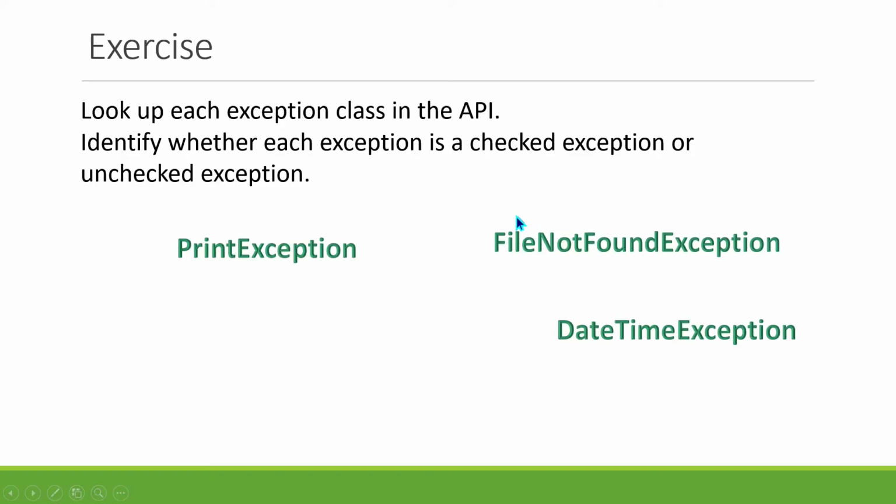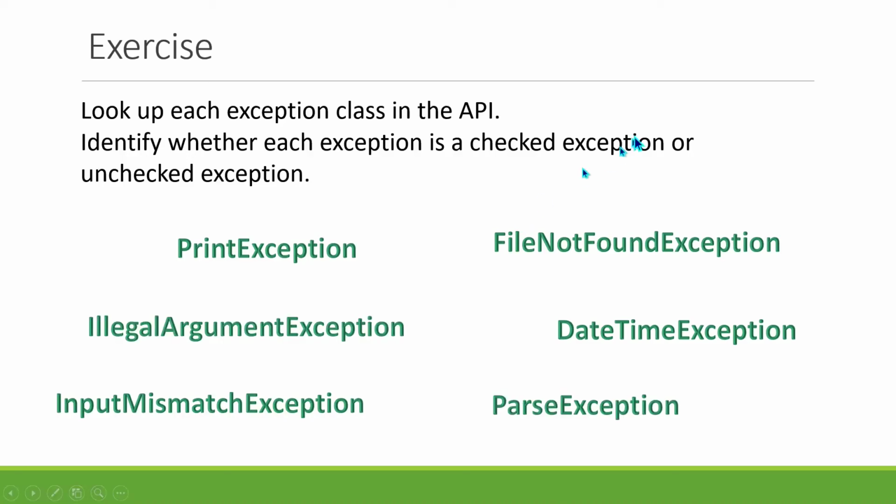So if we look at these, I think there's 6 exception classes. Go ahead and pause the video and then look each one up and make a note, or tell your cat, your dog, somebody who's in the room with you, talk to the wall, talk to the TV, whatever, and identify which one of these exceptions are checked and which are unchecked. When you're done, come back and I'll show you the answer.